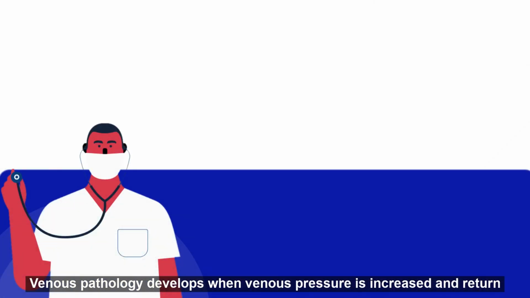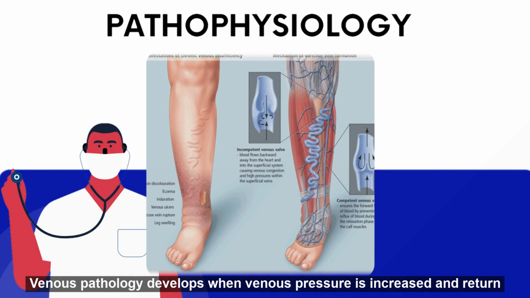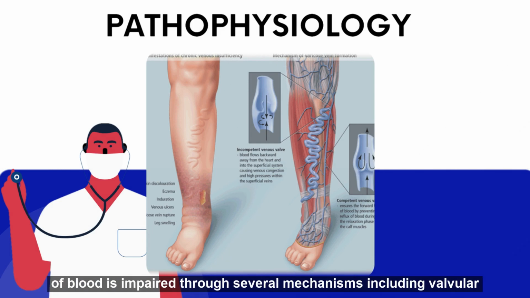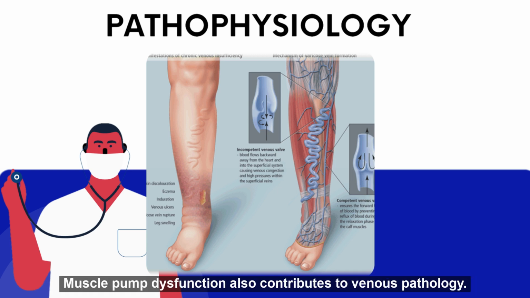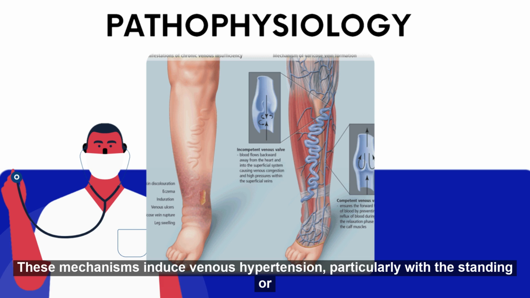Venous pathology develops when venous pressure is increased and return of blood is impaired through several mechanisms, including valvular incompetence of the axial, deep or superficial veins, perforator valve incompetence, venous obstruction, or a combination of these processes. Muscle pump dysfunction also contributes to venous pathology. These mechanisms induce venous hypertension, particularly with the standing or ambulation.